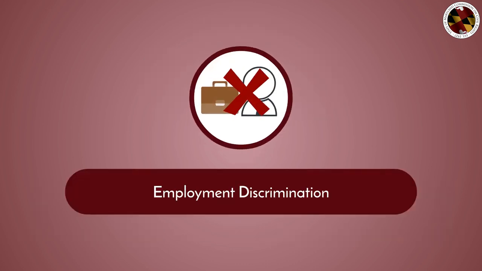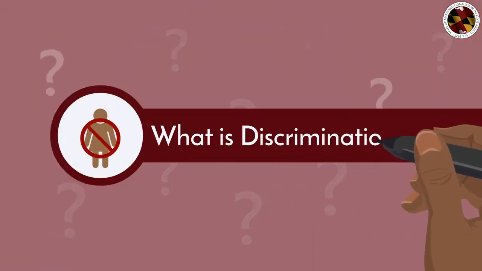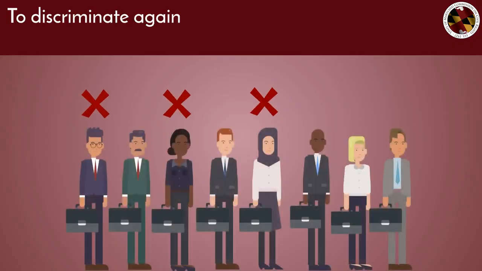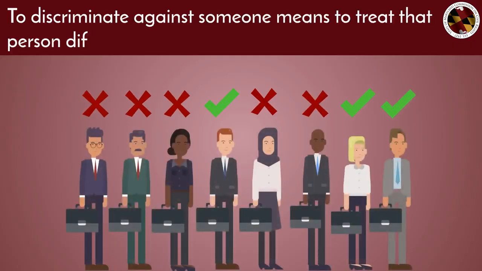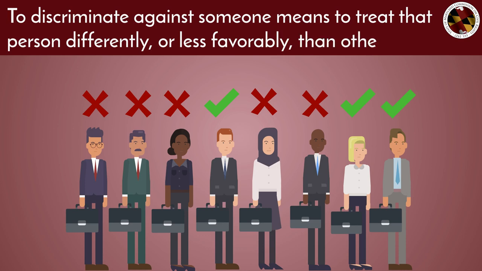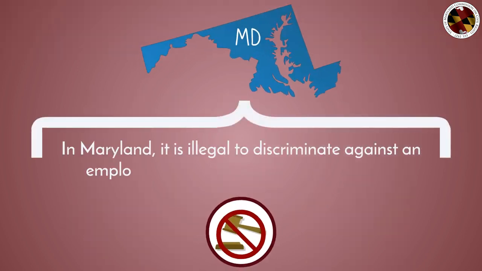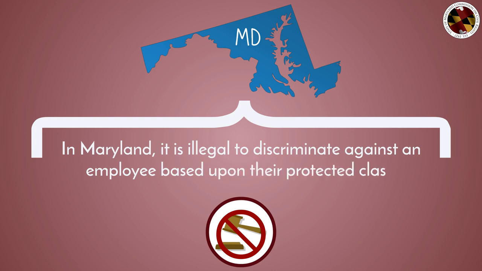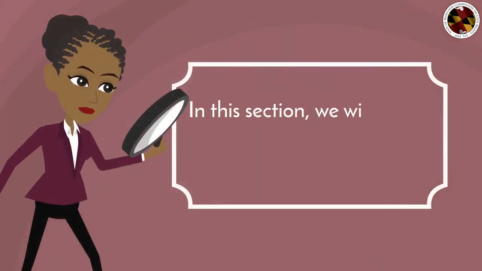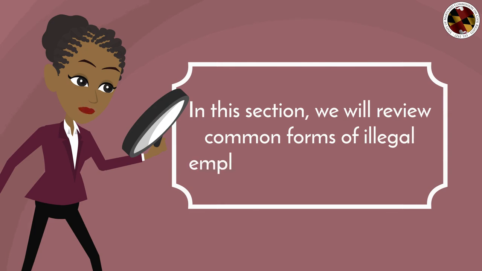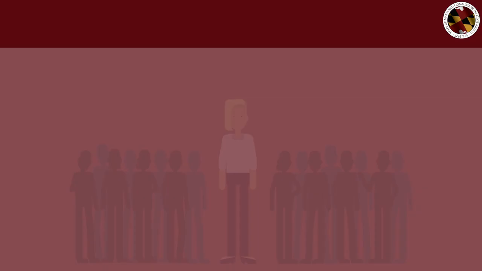Employment discrimination. What is discrimination? To discriminate against someone means to treat that person differently or less favorably than others. In Maryland, it is illegal to discriminate against an employee based upon their protected class. In this section, we will review common forms of illegal employment discrimination.